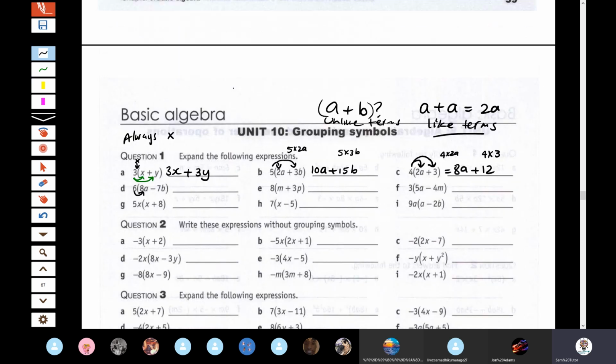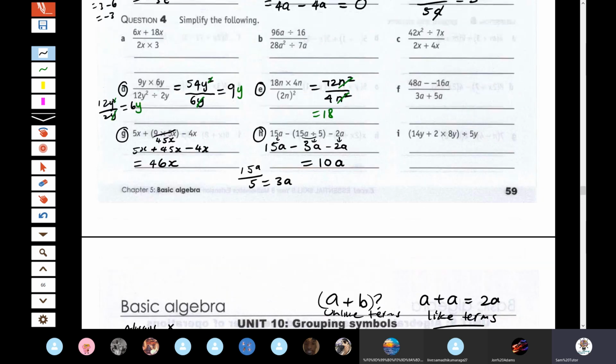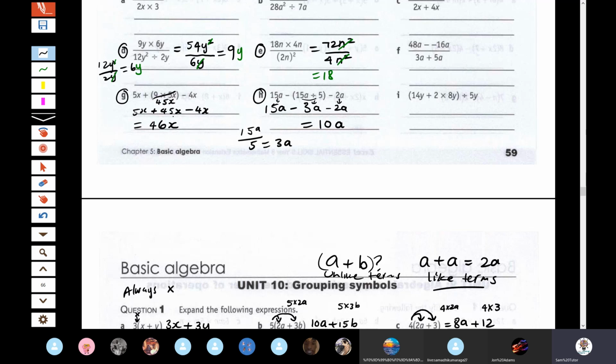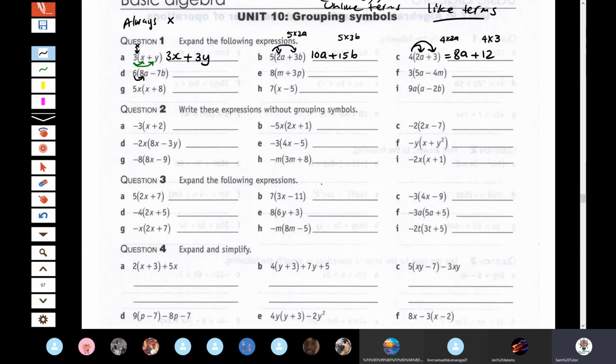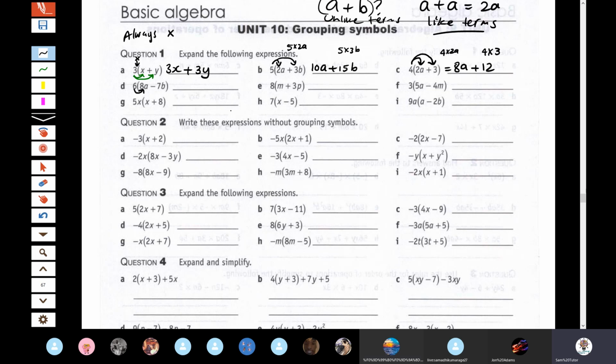But if I scroll up, just so you guys can see, here I've got a 5x, a 45x, and a 4x. Because they're all x's, I'm allowed to actually add them. They're all a's, I'm allowed to simplify that. But if they're not the same letter, I'm not allowed to do that. And yes, Adele, it's always times. That's correct. That's what you want to learn. So when there's brackets, it's always times, expanding inside.